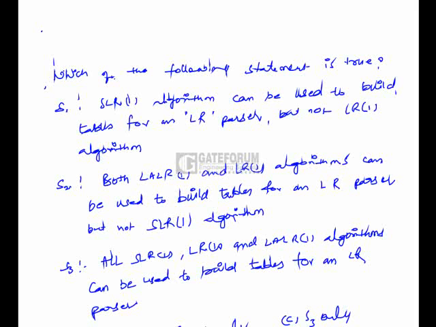Which of the following statements is true? S1. SLR1 algorithm can be used to build tables for an LR parser but not LR1 algorithm. Statement 2. Both LALR1 and LR1 algorithms can be used to build tables for an LR parser but not SLR1 algorithm. And statement 3 says all SLR1, LR1 and LALR1 algorithms can be used to build tables for an LR parser. Here among the three given statements, only statement S3 is true. So the correct option is option C.